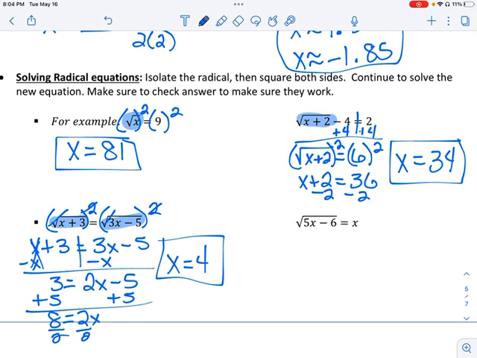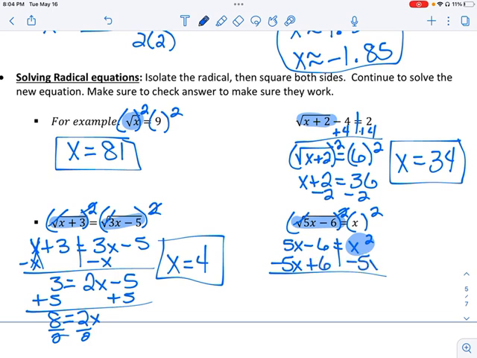On this last one, you will notice my radical is isolated, so I am ready to square both sides. So I do that, and that's going to cancel the radical, so I would be left with 5x minus 6 equals x squared. Now, since you have an x squared, that kicks it into being a quadratic. So your very next step is you are going to minus 5x from both sides, and add 6 to both sides, and you're going to set this equal to 0. So x squared minus 5x plus 6.